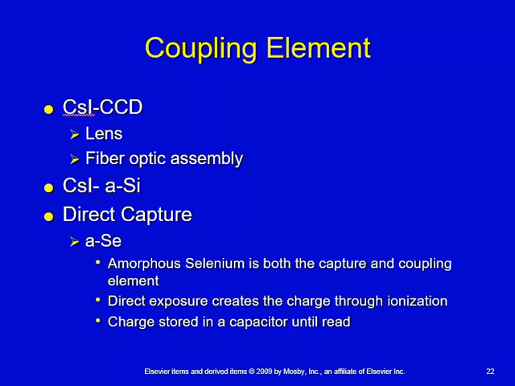The coupling element for the cesium iodide CCD is just a lens and a fiber optic assembly. For the cesium iodide amorphous selenium, you're directly attached one to the other. So thin film transistor, your amorphous selenium would be your coupling element. And for the direct capture, we've got amorphous selenium being both the capture and the coupling element. The direct exposure creates a charge through ionization, and the charge is stored in a capacitor until it's read.